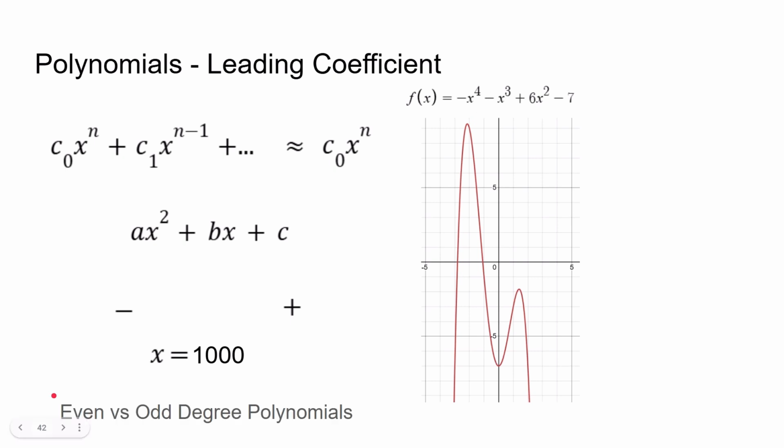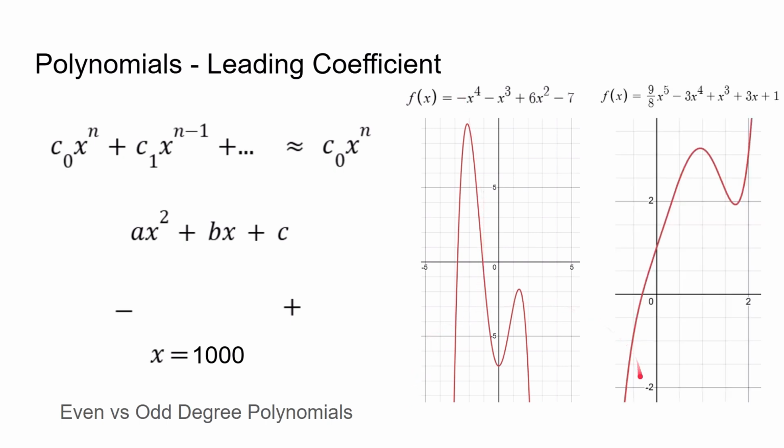There's also even versus odd degree polynomials. So this one is even, and we see it tends to go in the same direction as x goes to negative and positive infinity, and that direction is determined by this leading coefficient. This is negative, so it tends to go negative in both directions. But if it's odd, then it will tend to go in opposite directions as x goes to positive and negative infinity.